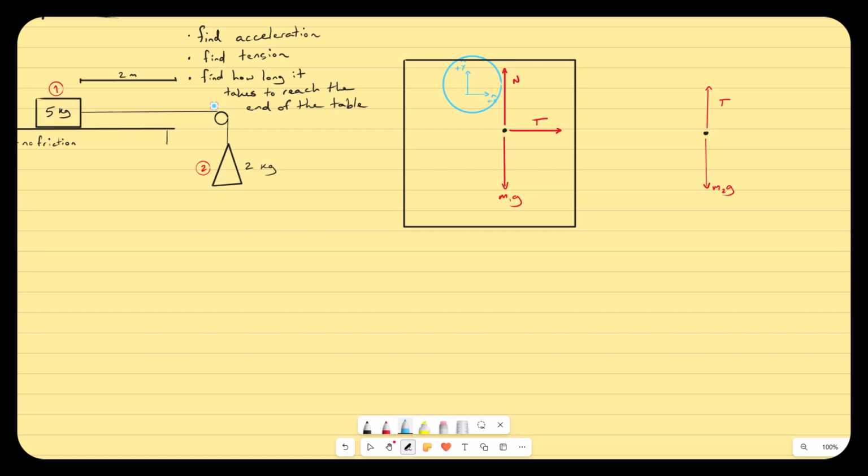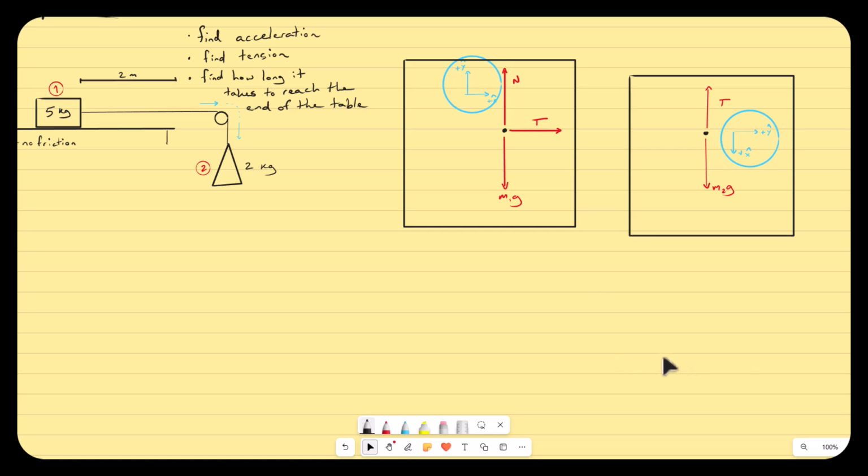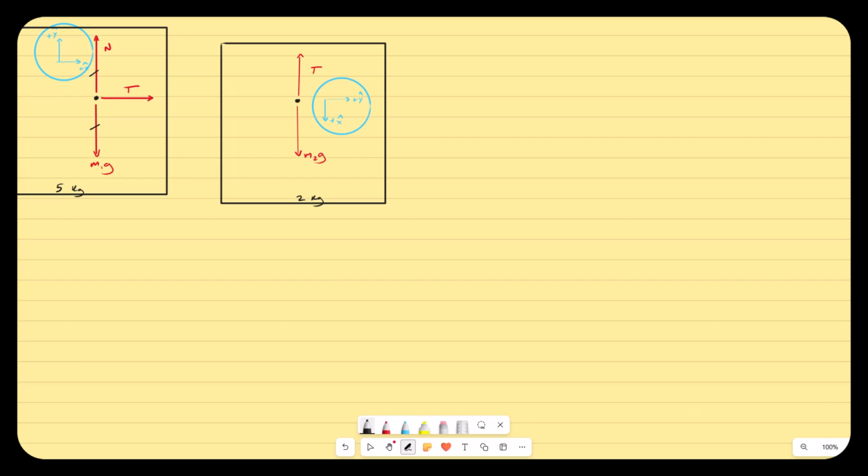I have to draw an axis for this. Now what I had back here was a positive x-axis that pointed to the right. That then passes over my pulley to point down. So this is going to be my positive x-axis, and this is going to be my positive y-axis, which is just perpendicular to x. And now I have a free body diagram for this one. I'm labeling these with my 5 kilograms and 2 kilograms just so that I don't have to go back and forth very much, or at all.